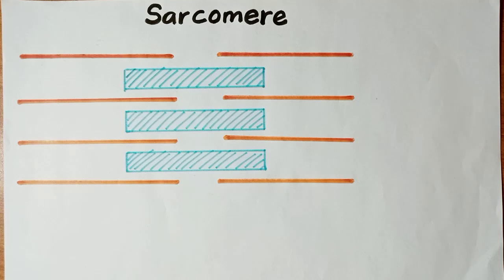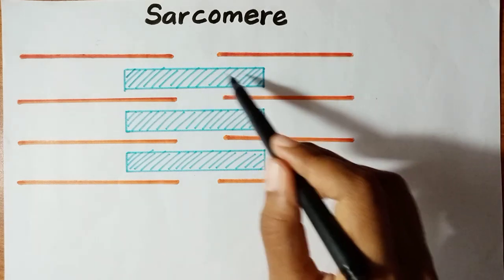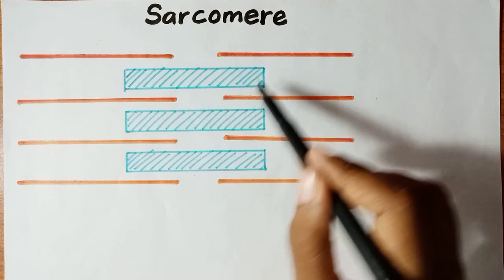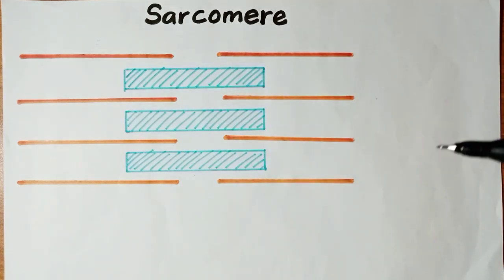So first we will look at the parts of the sarcomere, as these sarcomeres consist of bands, lines, zones, and also filaments. There are two main myofilaments in this sarcomere, actin and myosin. Actin is thin and myosin is thick. So I have drawn these filaments like this: thick filament, myosin, in light blue color, thin filament, actin, in these red color lines.